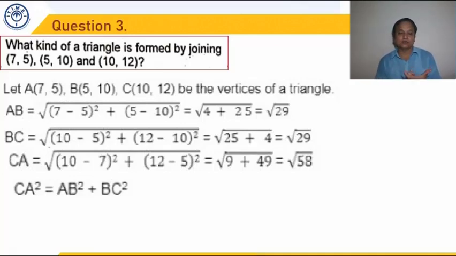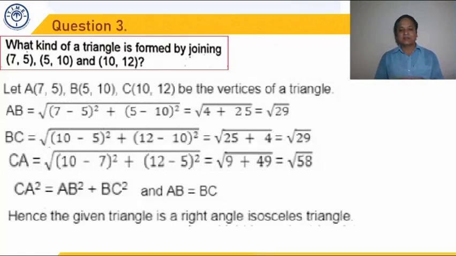The angle opposite to the longest side, that is CA, the hypotenuse. And we also know that two sides are equal, AB is equal to BC. So it's an isosceles triangle also. Pythagoras theorem is satisfied, so it's a right angle triangle also. Both these conditions are satisfied. So we say the given triangle is a right angle isosceles triangle.